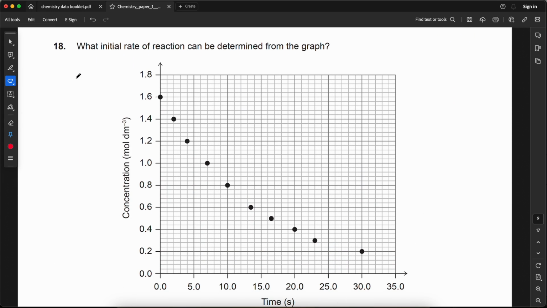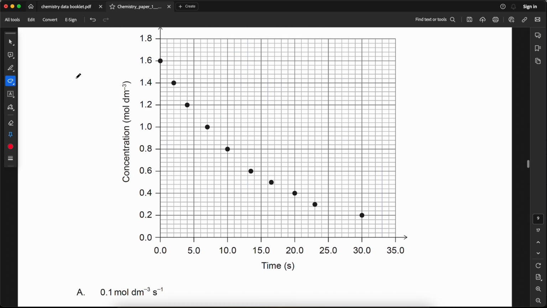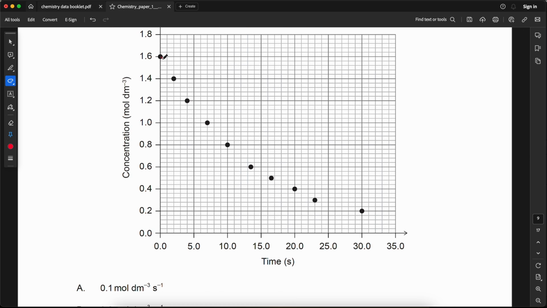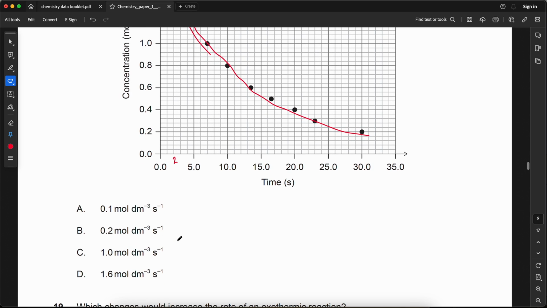What initial rate of reaction can be determined from the graph? If you do all of this and we draw the line, and we do the tangent, this will be 0.2, and this right here is 2. So the initial rate will be 0.2 divided by 2, which is 0.1.